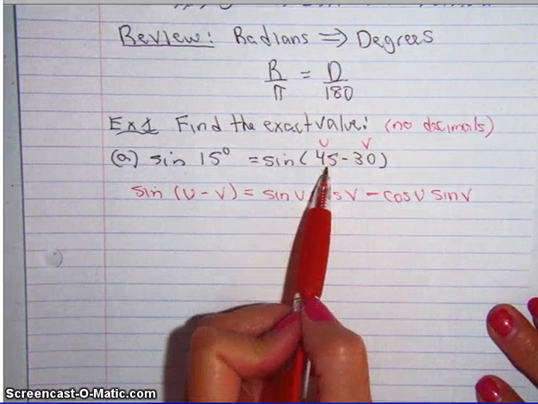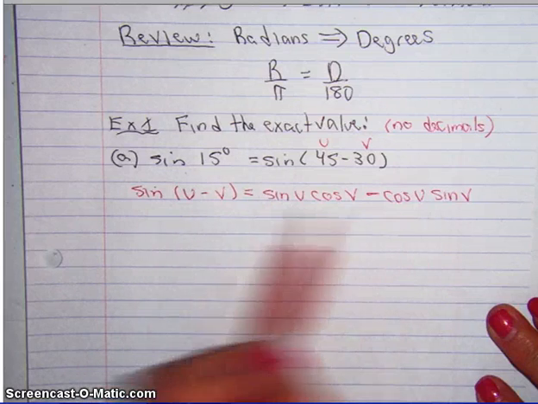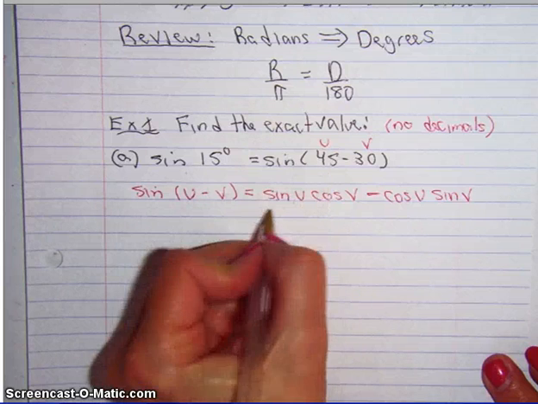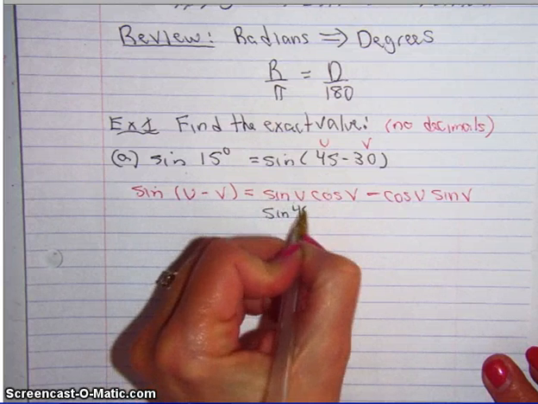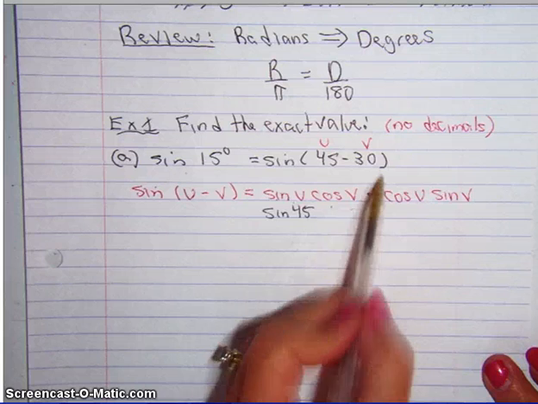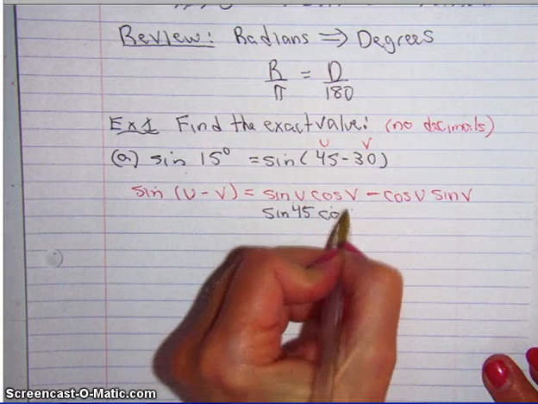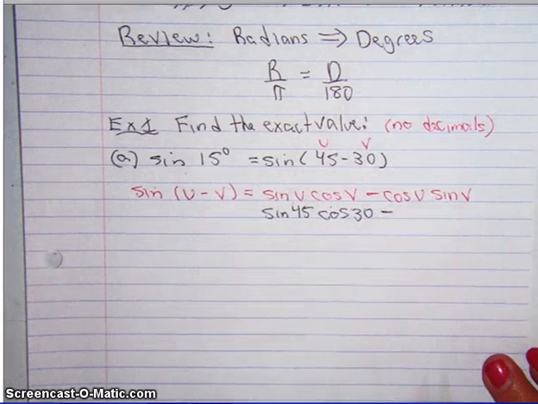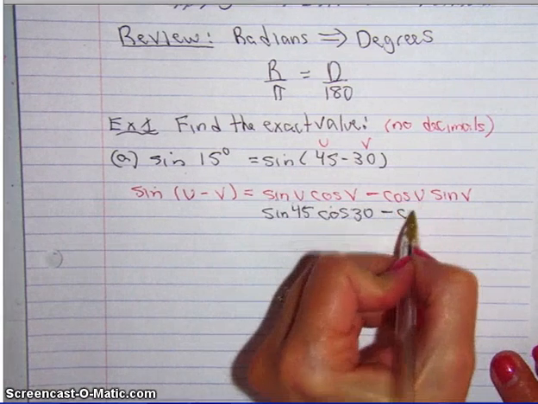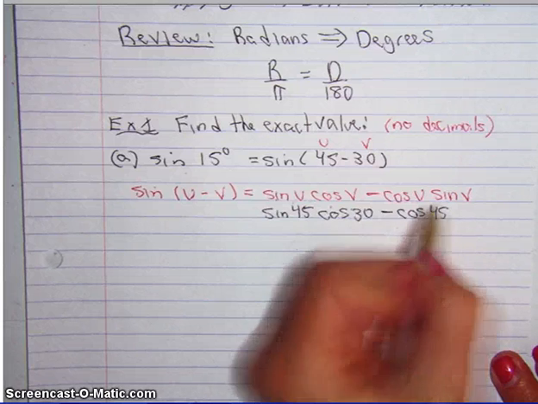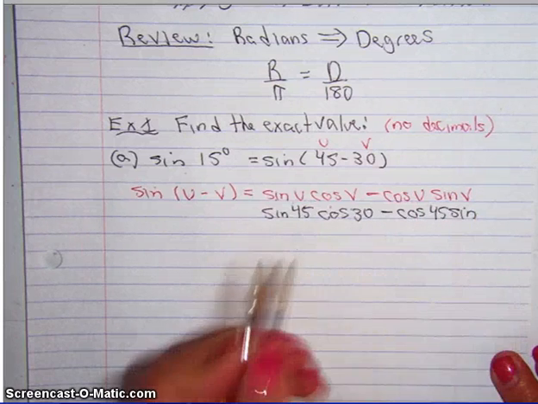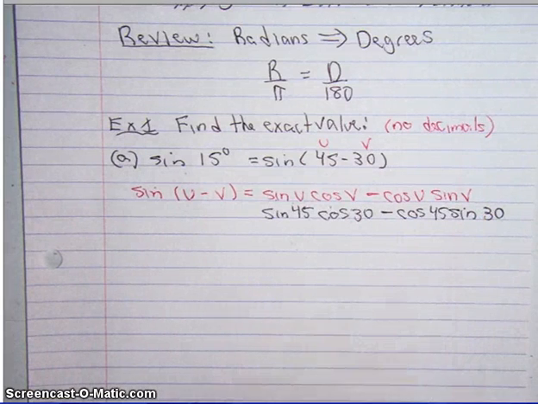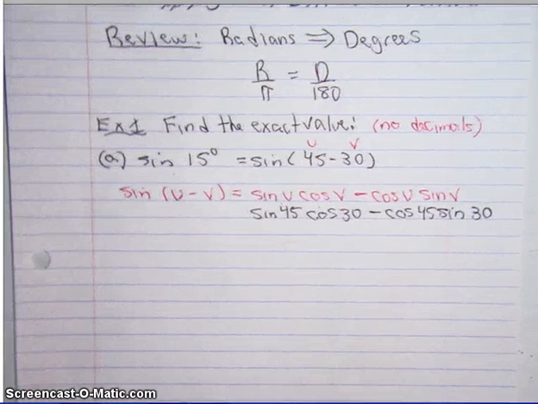So here's our U, here's our V. All we have to do is do some replacing in here, okay? So sine of U is 45. So sine 45, cosine V is 30. All you're doing is popping numbers into a formula, guys. We can do this. Minus cosine U, so cosine 45, sine V, sine 30. Now all you have to do, gang, is pluck those values off your unit circle.